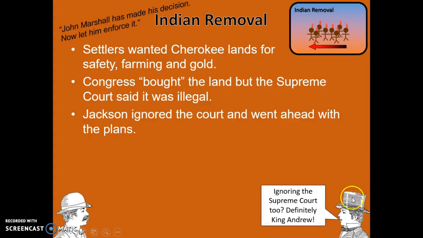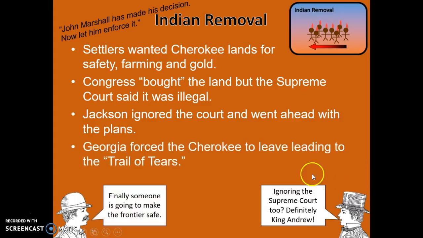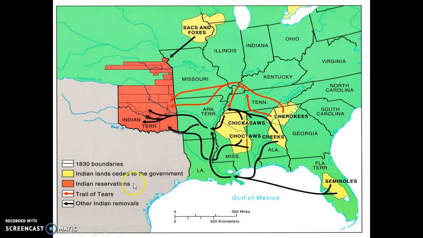Ignoring the Supreme Court, Georgia forced the Cherokee to leave, leading to the Trail of Tears. Now, the Trail of Tears involves several different tribes, not just the Cherokee. The Cherokee were the largest number of people forcibly moved to the West at gunpoint. They were first put into concentration camps until they got them all together. Any leaders that they thought would be a problem, they put in chains.